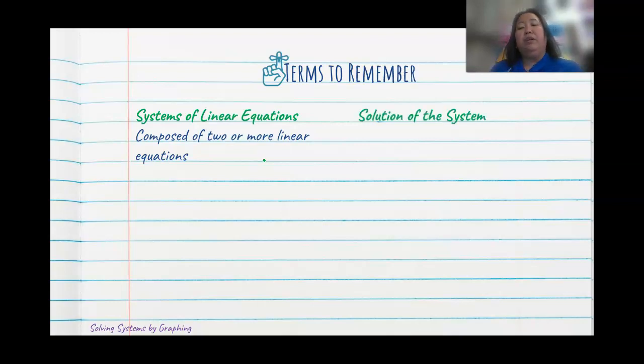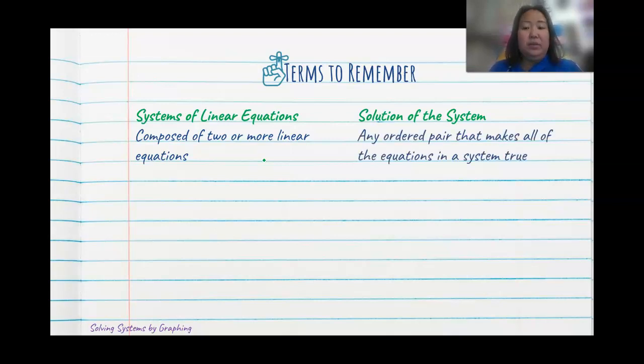And so when we talk about the solution of the system, it is a value of x and y. It's an ordered pair that makes all of the equations in the system true. So if there are two equations in there, whatever x and whatever y you put in one equation should also make the second equation true. So that's what we call a system.